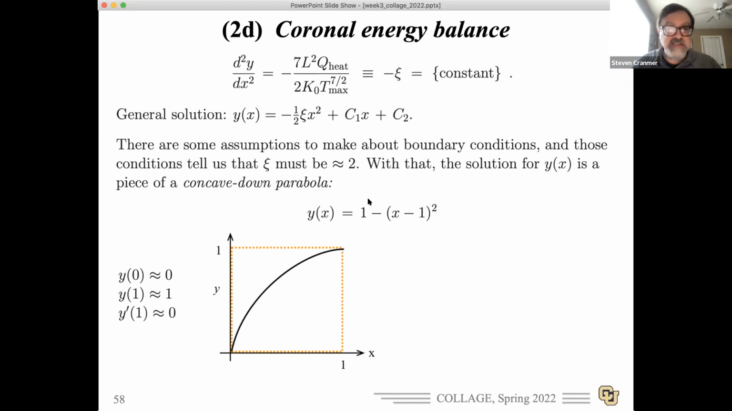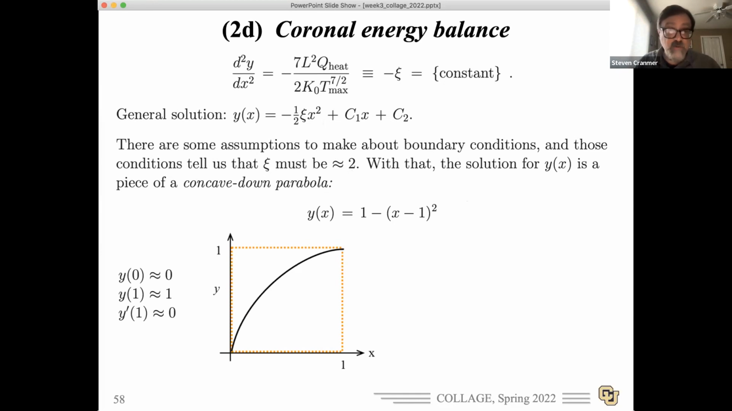Rosner, Tucker, Vaiana solution from the 70s. I didn't give the details, but if you go through and apply those boundary conditions, yes, you get a concave down parabola, because that's what you get from second derivative equals a negative constant. And the constants give you this thing where it equals 1 at 1, equals 0 at 0, and it's flat at the top, of course, with a 0 derivative. And that's the solution. I can leave it as an exercise to figure out exactly what psi has to be, because we're going to use that again in a second. I can also leave it as an exercise for you to figure out what C1 and C2 have to be.